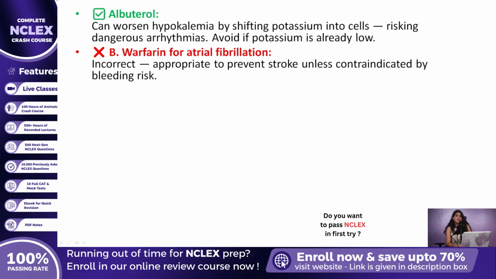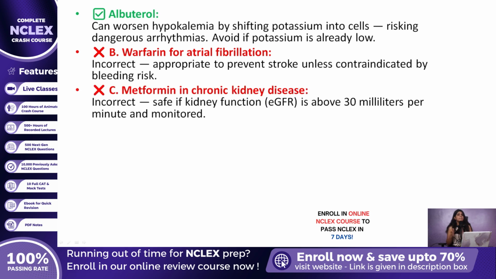Option B, warfarin is appropriate for a client with newly diagnosed atrial fibrillation. This medication helps prevent blood clots and reduces the risk of stroke, which is a major concern in atrial fibrillation. As long as the client does not have active bleeding or a contraindication like severe liver disease, warfarin is an appropriate and effective choice. Option C, metformin is a first-line medication for type 2 diabetes mellitus. While it should be used cautiously in chronic kidney disease, it is not contraindicated if the client's estimated glomerular filtration rate is above 30 milliliters per minute. As long as kidney function is stable and regularly monitored, this medication can safely help control blood sugar levels.